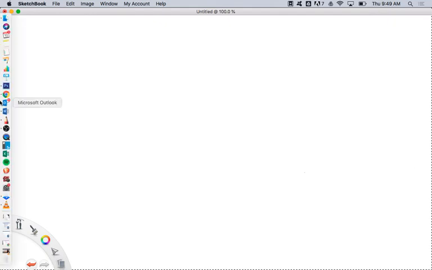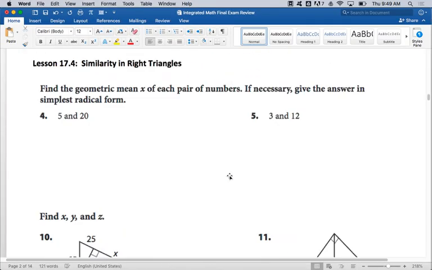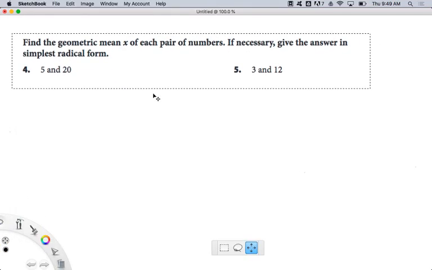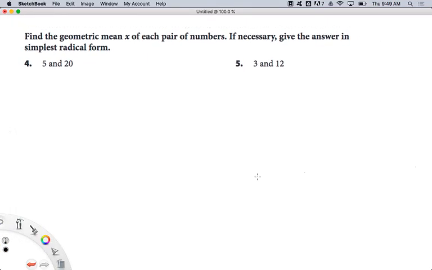We have one more page. All right, last page. 17.4. Find the geometric mean of each pair of numbers. If necessary, give the answer in simplest radical form. All right. Geometric mean. If I have two numbers, A and B, what's the geometric mean of those two? How do I find it?